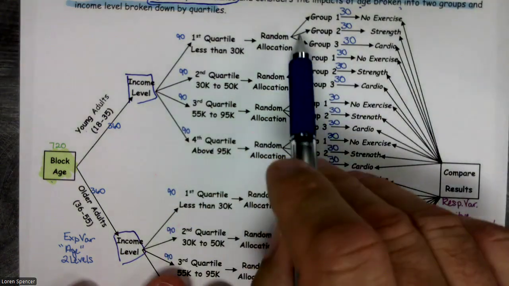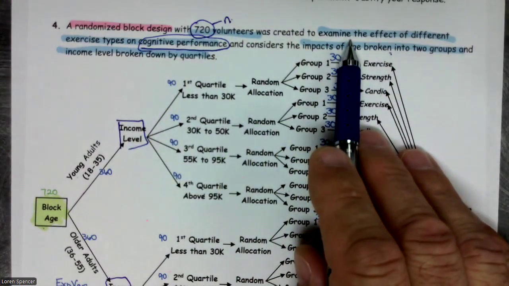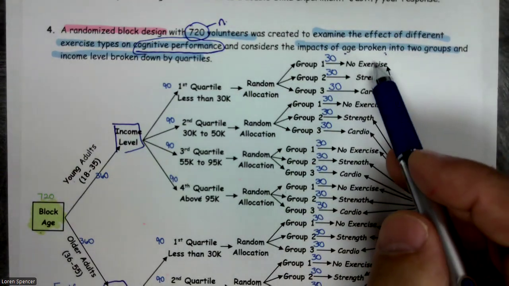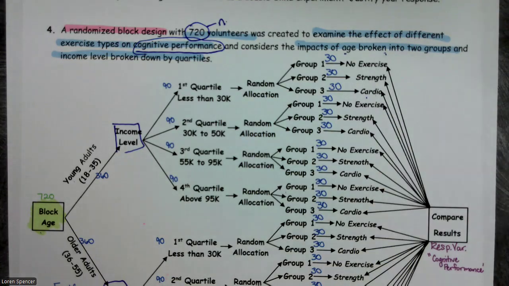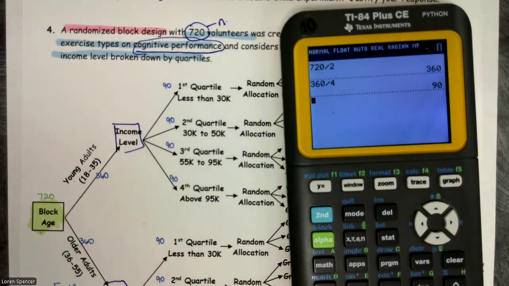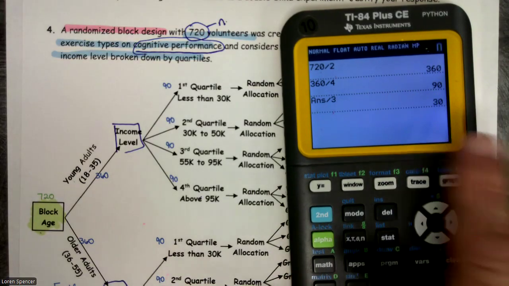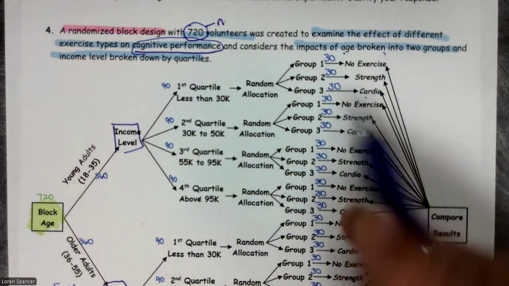Then we had exercise, and we broke it into no exercise, strength, and cardio. So we took that 90 and now we're going to divide that by 3 for the 3 groups, and we ended up with 30 in each group.